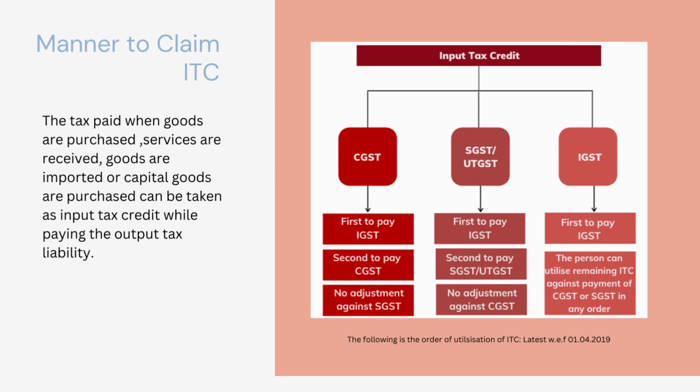Manner to claim ITC. The tax paid when goods are purchased, services are received, goods are imported or capital goods are purchased can be taken as input tax credit while paying the output tax liability.